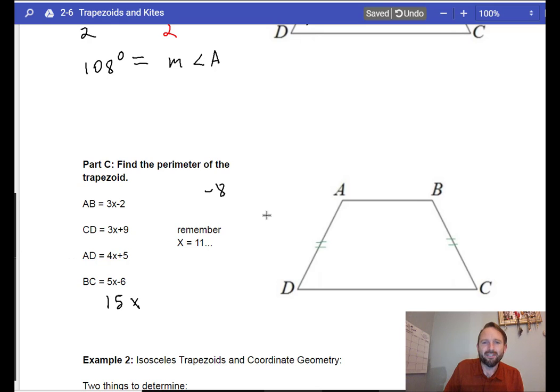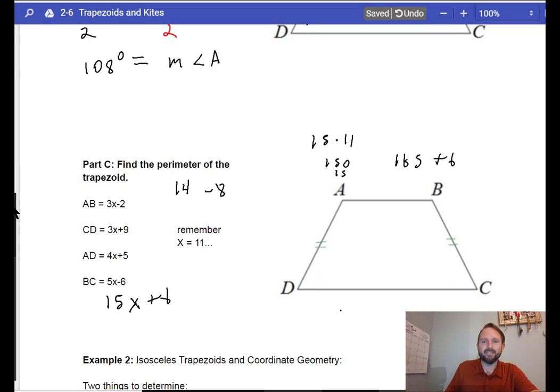9 and 5, that's 14. 14 minus 8 is 6. So I have 15x plus 6. Well, remember x was 11. So now all I have to do is 15 times 11 plus 6. So I go like this. 15 times 11. 10 times 15 is 150. 1 times 15 is 15. I get 165 plus 6.